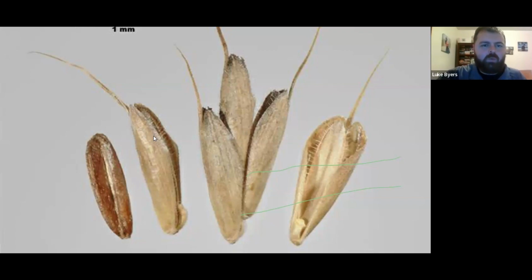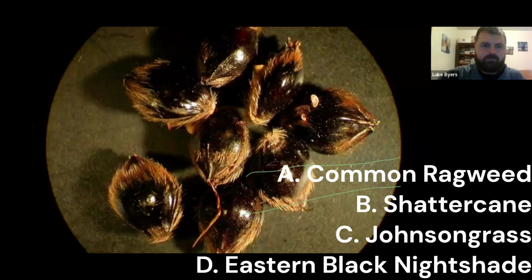Okay, here is the last one. This one might be tricky. Is it common ragweed, shattercane, Johnson grass, or eastern black nightshade? Okay, so the answer was shattercane. One of you got that correct, but the rest of you said eastern black nightshade.